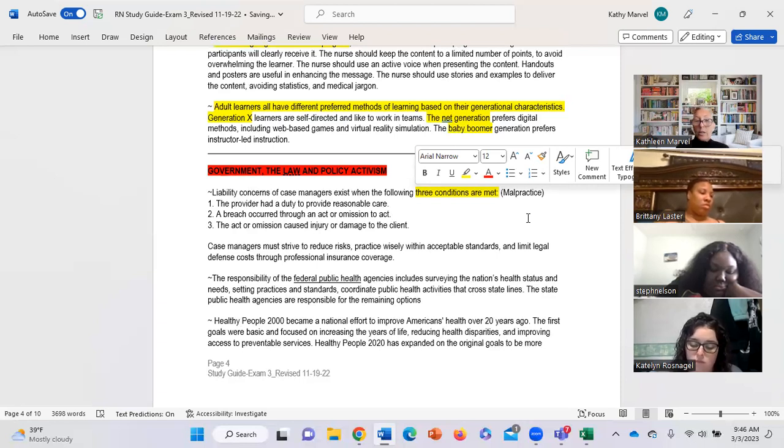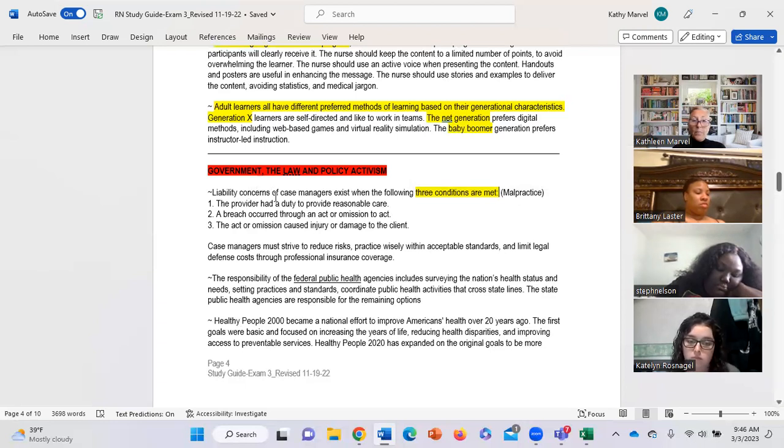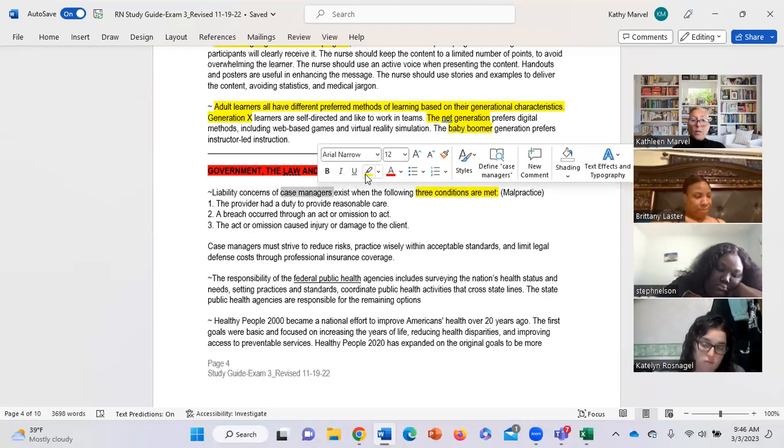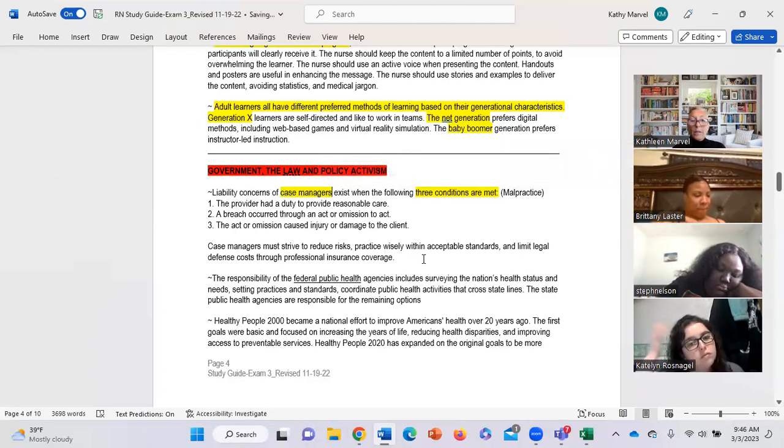You breached that duty through an act or an omission to act. Forgot to give a medication, gave too much medication. The act or omission caused injury or damage to the client. Those are the 3 conditions that need to be met to prove malpractice. And we mentioned case managers here. That's the section this comes from, but this isn't just case managers.